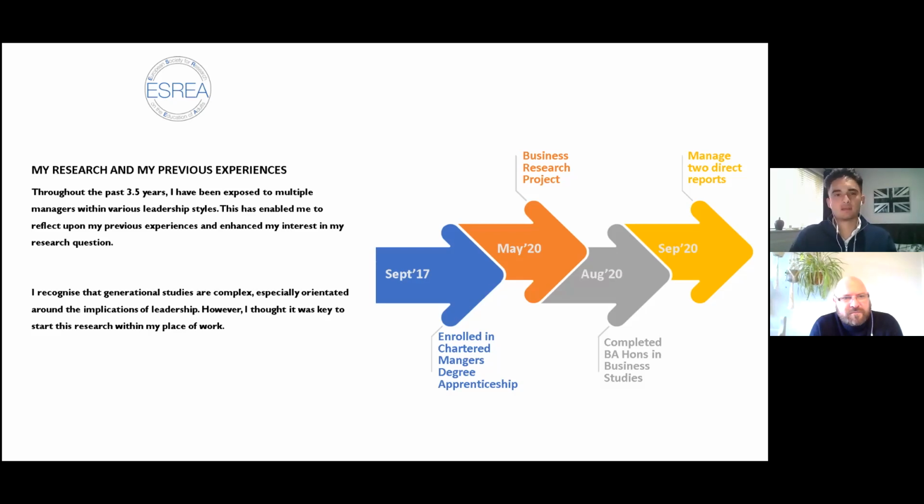As you can see from my slide, I enrolled in the CMD program back in 2017, and I'm now managing 2 direct reports who are in fact Generation Z apprentices. I do recognise that generational studies are complex, especially orientated around the implications of leadership. However, I thought it's key to start this research now and within my place of work.